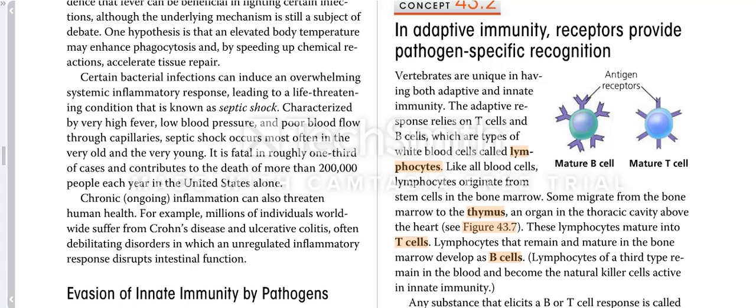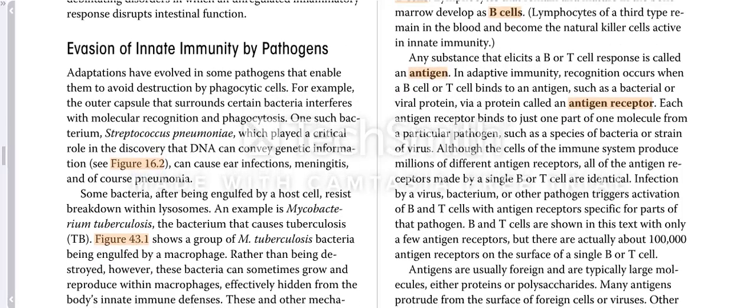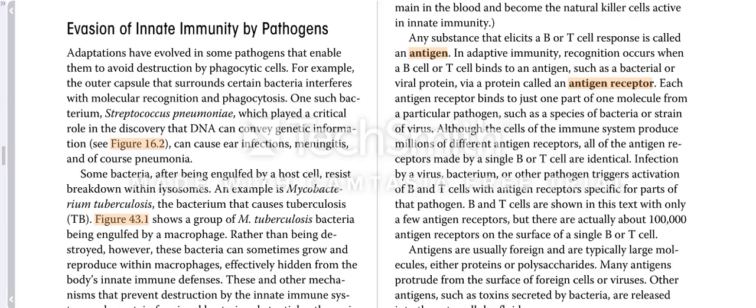So these lymphocytes originate from stem cells in bone marrow, and some of them migrate to the thymus, which is an organ in the thoracic cavity right above your heart. And the lymphocytes that mature there are called T cells, T for thymus. And the lymphocytes that stay in the bone marrow develop as B cells, B for bone. And then lymphocytes that stay in the blood become the natural killer cells that we talked about in the last section of the chapter.